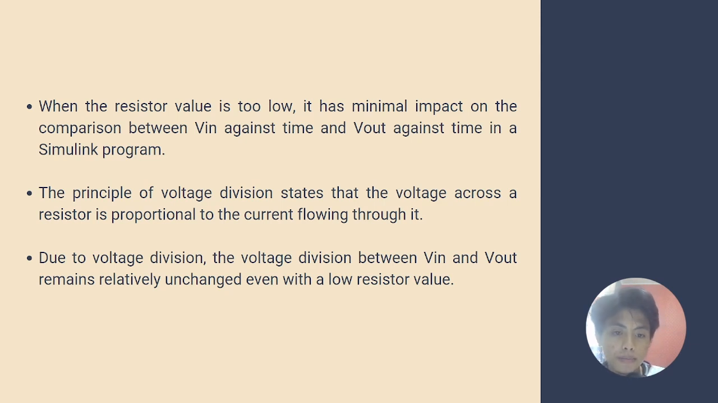Okay, so this is the evidence or the support that when the resistance is low, it has a minimal impact on the comparison between V in against time and V out against time in a Simulink program. This is the principle of voltage division. It states the voltage across a resistor is proportional to the current flowing through it. This is due to the voltage division. The voltage division between V in and V out remains relatively unchanged with a low resistor value.